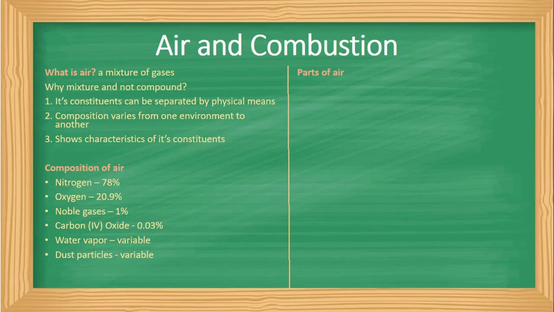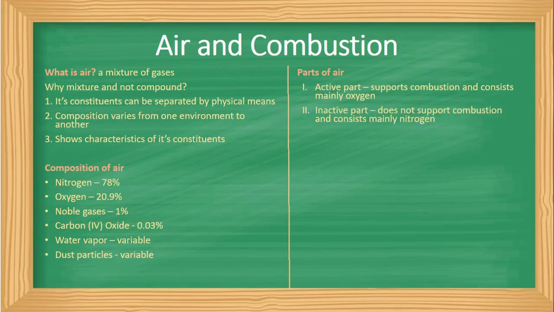In terms of the parts of air, air can be divided into two parts. There is the active part of air, the part that supports combustion, and there is the inactive part of air, which does not support combustion. The inactive part of air is mainly nitrogen, and the active part of air is mainly oxygen. In terms of determining the percentage of active part of air, we have 4 experiments that you come across, and I want us to go through them very fast.